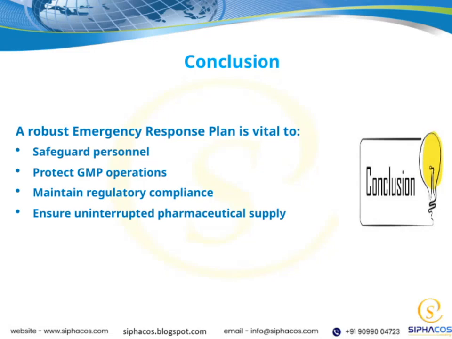A robust emergency response plan is absolutely vital in our industry. It serves to safeguard personnel, making sure everyone knows what to do and stays safe in the event of an emergency. Equally important, it helps protect GMP operations, ensuring that manufacturing processes are not compromised and that product quality remains intact. Maintaining regulatory compliance is another critical aspect. Regulators expect us to have clear, effective plans in place, and being prepared helps us meet those requirements. Lastly, an effective plan ensures an uninterrupted pharmaceutical supply, which is essential for patient safety and public health.